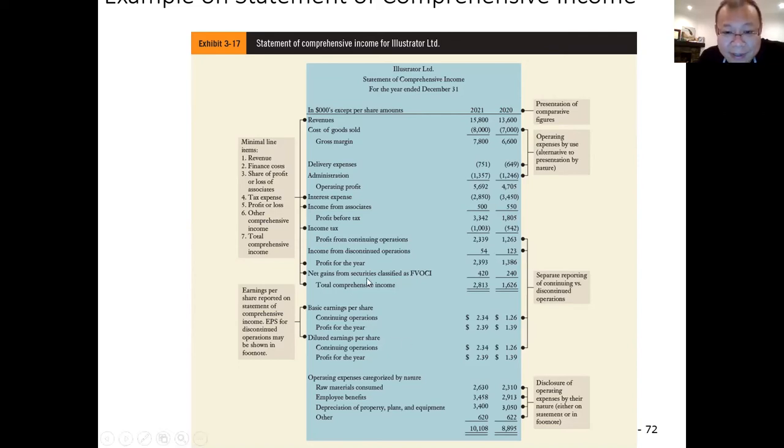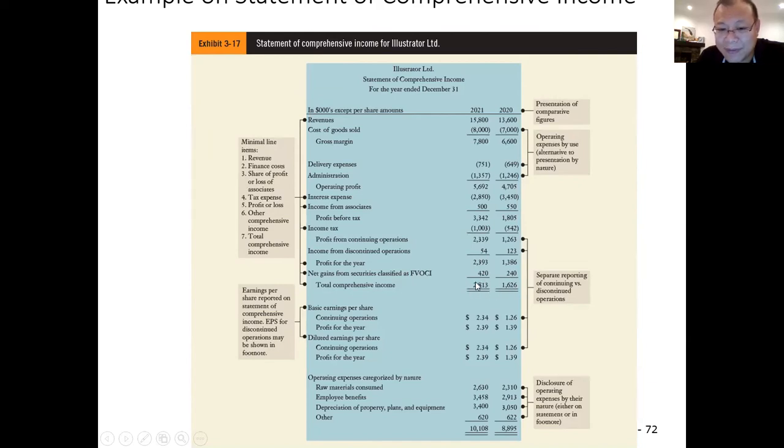So in this case, net gains from securities classified as FVOCI. We're going to learn about this maybe in chapter 6 or chapter 7, what the issues are here. But this gain is considered other comprehensive income. And the profit, loss, and other comprehensive income together, that's your total comprehensive income.